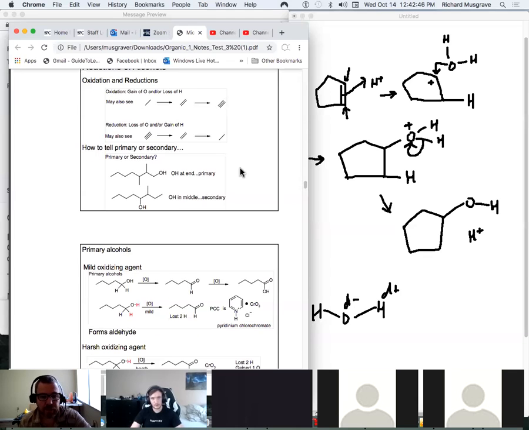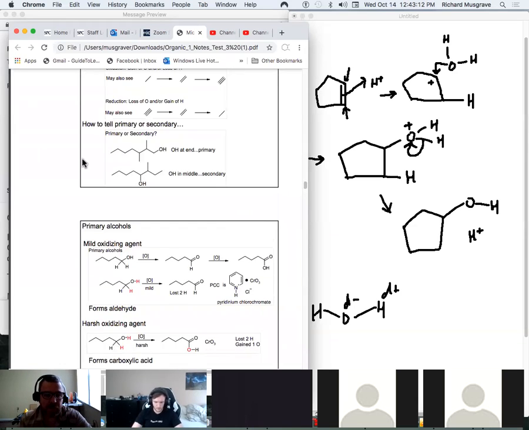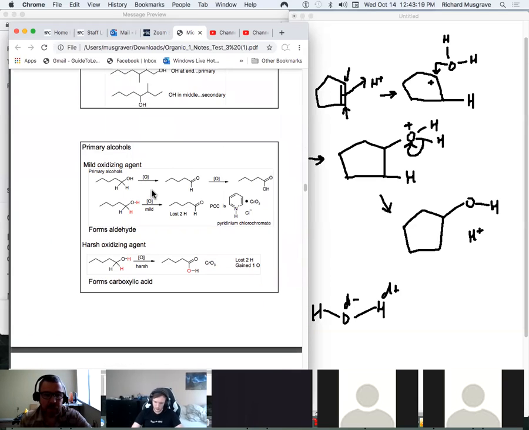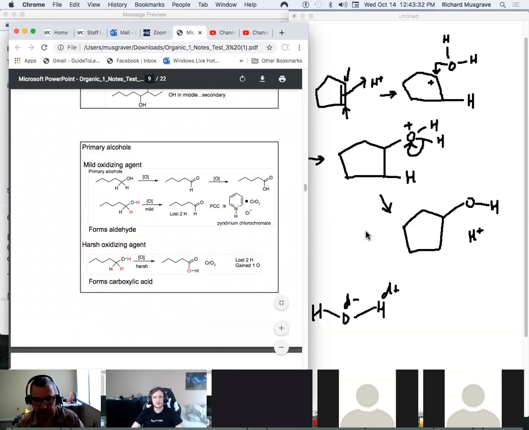The other thing we can talk about, of course, is for alcohols, how to determine if they're primary or secondary. And we know about primaries. Primary means the OH is on the end of the chain, and OH in the middle of the chain means it's secondary. The way I like to think of it, like second carbon, primary like first carbon. Any questions? We're just going to focus first of all on primary alcohols for now. With primary alcohols, there's actually two things we can do. We can try a mild oxidizing agent, or we can use a harsh oxidizing agent. Now, this is what I want you to understand about these primary alcohols. And this goes for any primary alcohol.